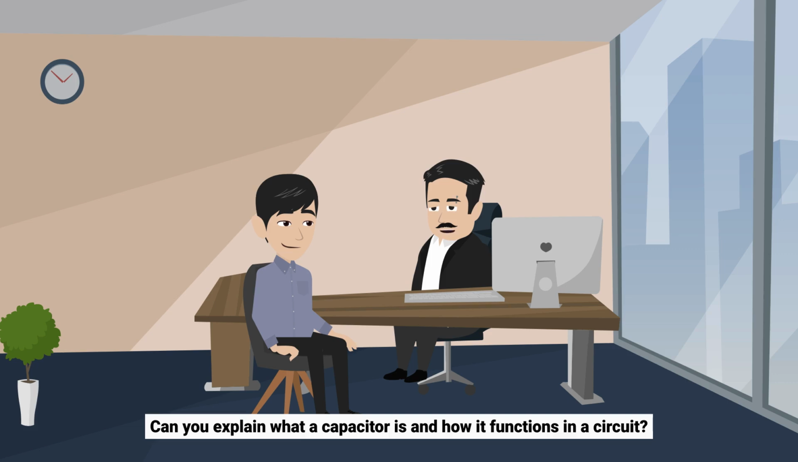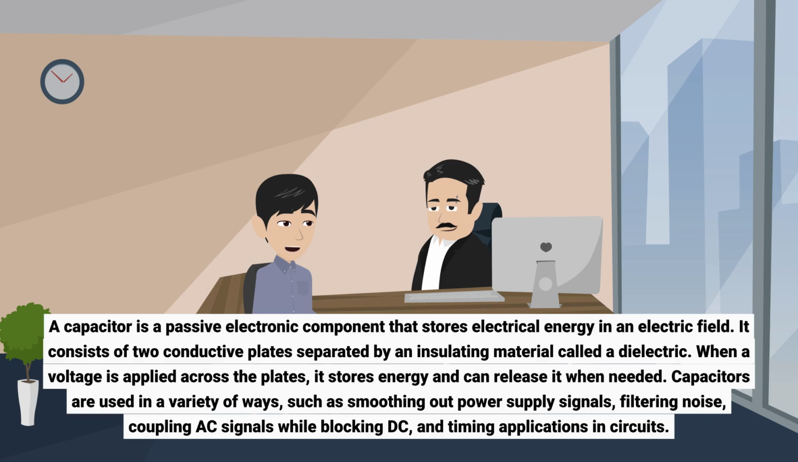Can you explain what a capacitor is and how it functions in a circuit? A capacitor is a passive electronic component that stores electrical energy in an electric field. It consists of two conductive plates separated by an insulating material called a dielectric. When a voltage is applied across the plates, it stores energy and can release it when needed. Capacitors are used in a variety of ways, such as smoothing out power supply signals, filtering noise, coupling AC signals while blocking DC, and timing applications in circuits.